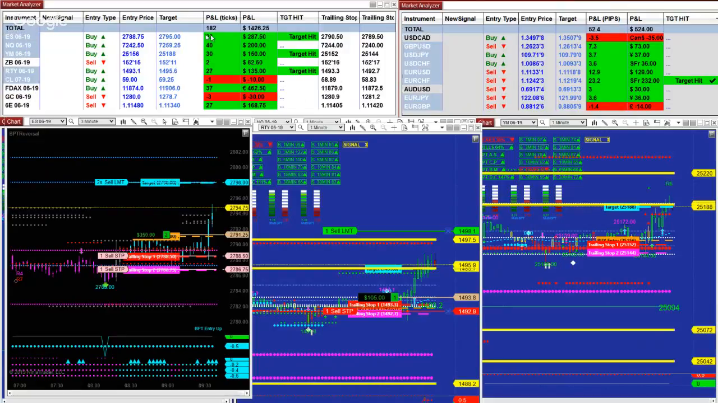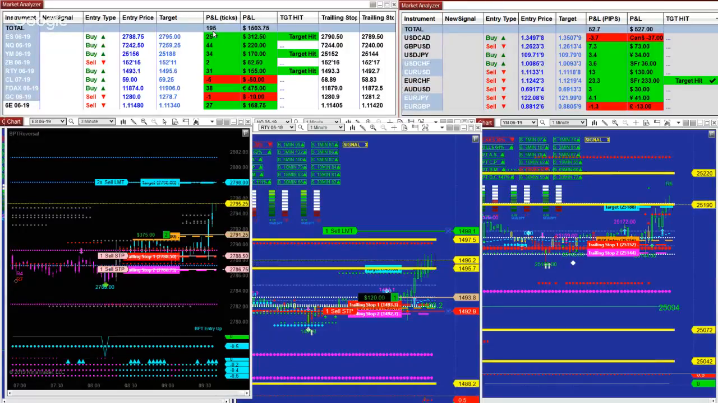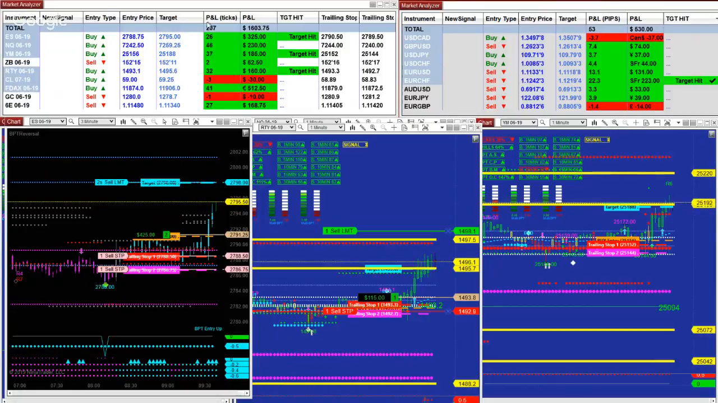The market analyzer is based on 1 minute, and as you see here from the last entry signal, we have 184 ticks into the profit from the last entry signal. It is not all day long, it is from the last entry signal. So this is 203 ticks from the last entry signal based on one contract only.